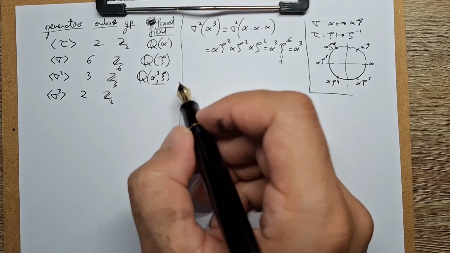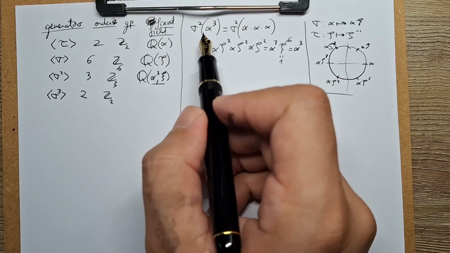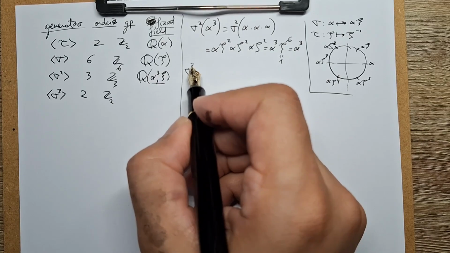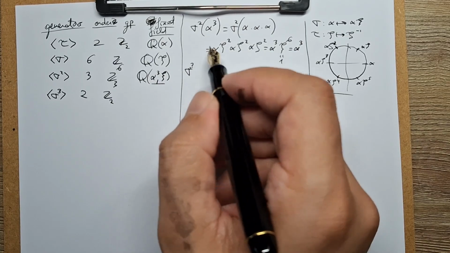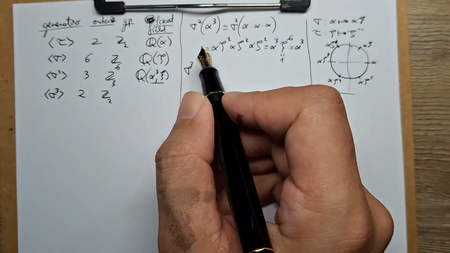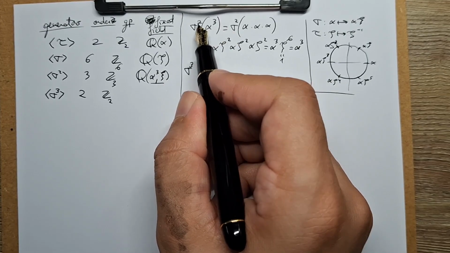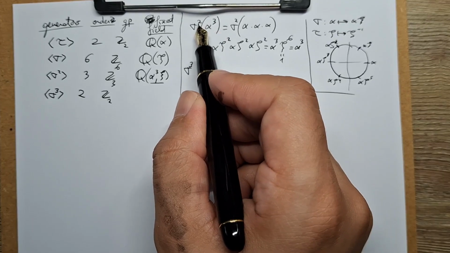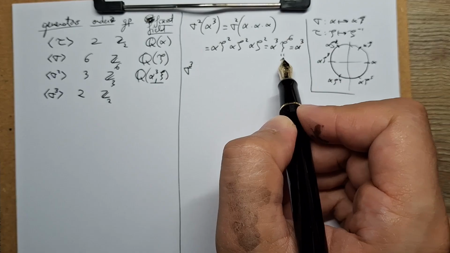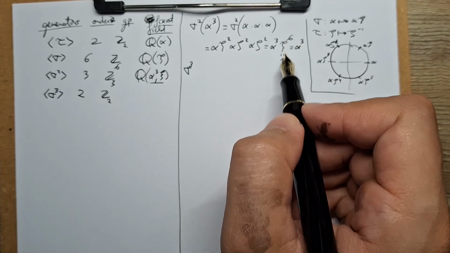Now, which is the fixed field? In a similar fashion to what we had here, we are trying to find which element is fixed by sigma to the power of 3. Here we played with the fact that 3 multiplied by 2 gives you 6, and that cancels because theta to the 6 is 1.